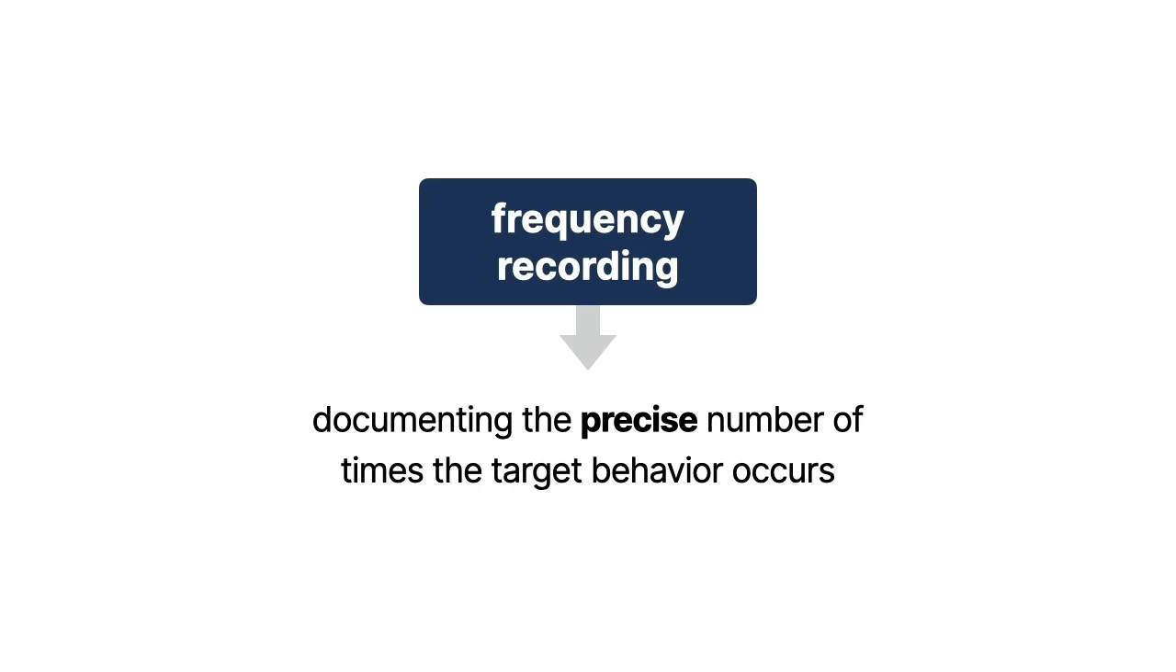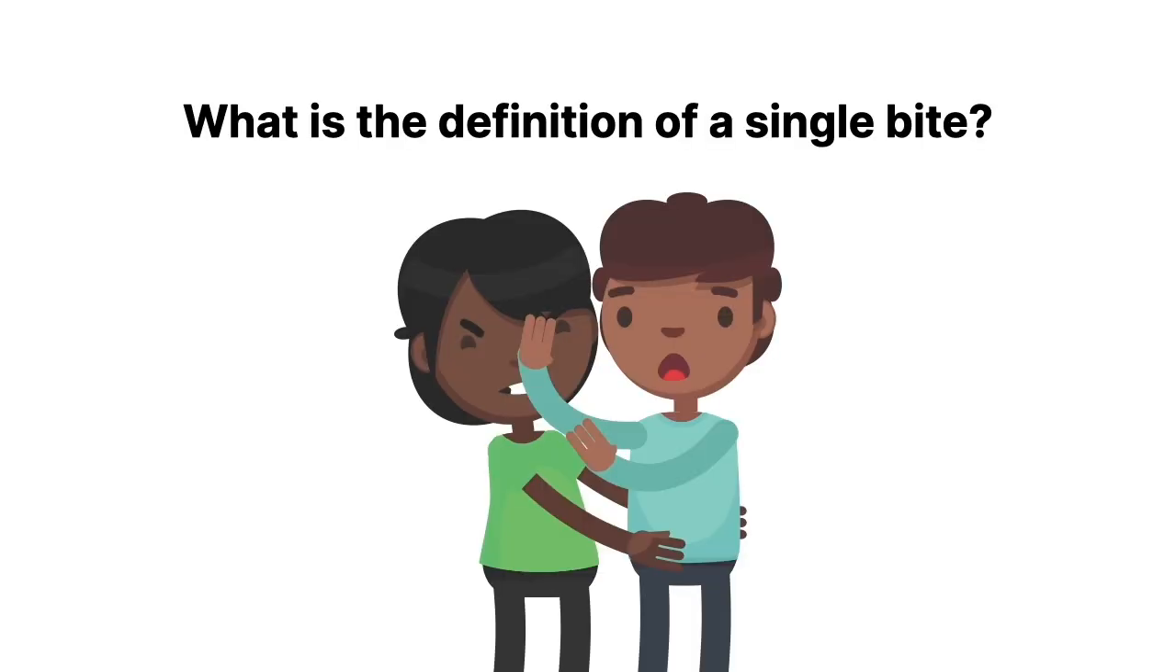It's extremely important to have a clearly defined target behavior prior to collecting frequency data. This way, we avoid mistakenly counting a behavior multiple times. For example, let's say we're working with a student who bites peers and adults within the school setting. How do we record one single instance of biting? Is it once the teeth or mouth loosens that an instance of biting is over?